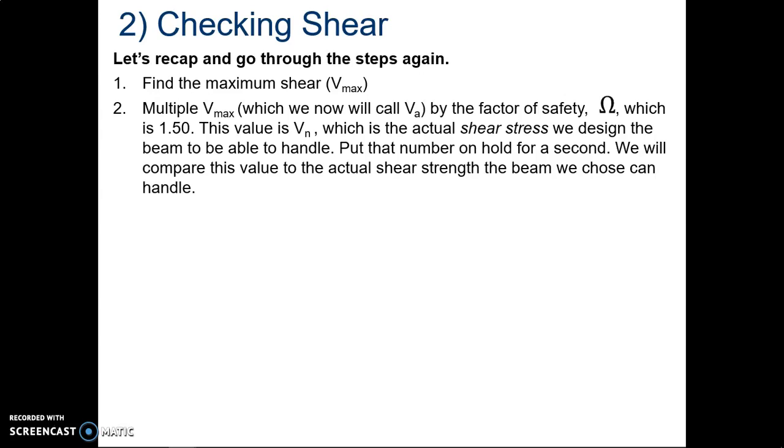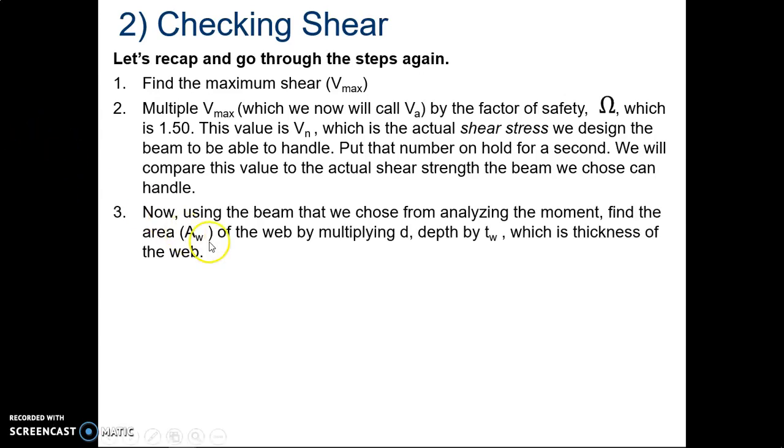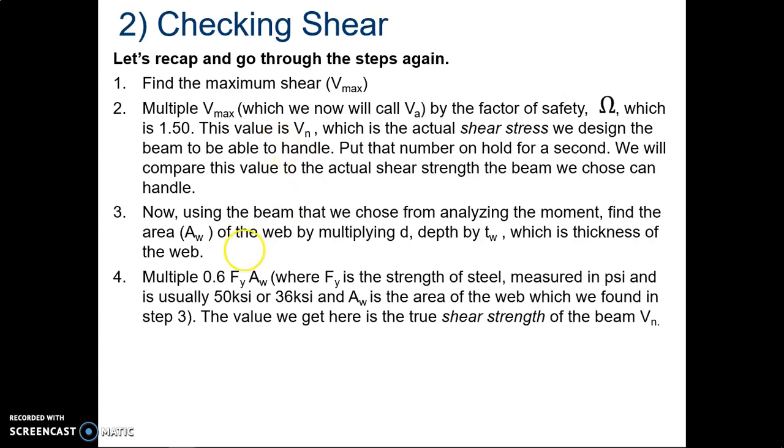And then next, we're going to figure out what the strength of our members is, and then we're going to compare the two V_n's. So using the beam that we chose to analyze from moment, we will use the area of the web, multiplying the depth by the thickness of the web to give us the area. We're going to multiply that area by 0.6 multiplied by F_y, which is the yield stress of steel. And then that will give us the true shear strength of the beam.